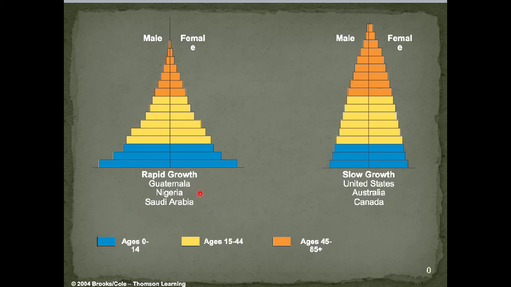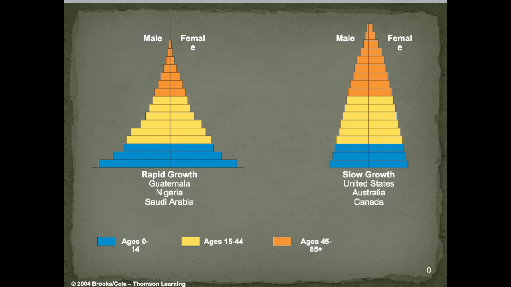Here we can see rapid growing like Guatemala, Nigeria, and Saudi Arabia. This is a common look of a rapidly growing population. As these individuals age and reach reproductive ages, they will tend to have more and more babies, causing this to grow.